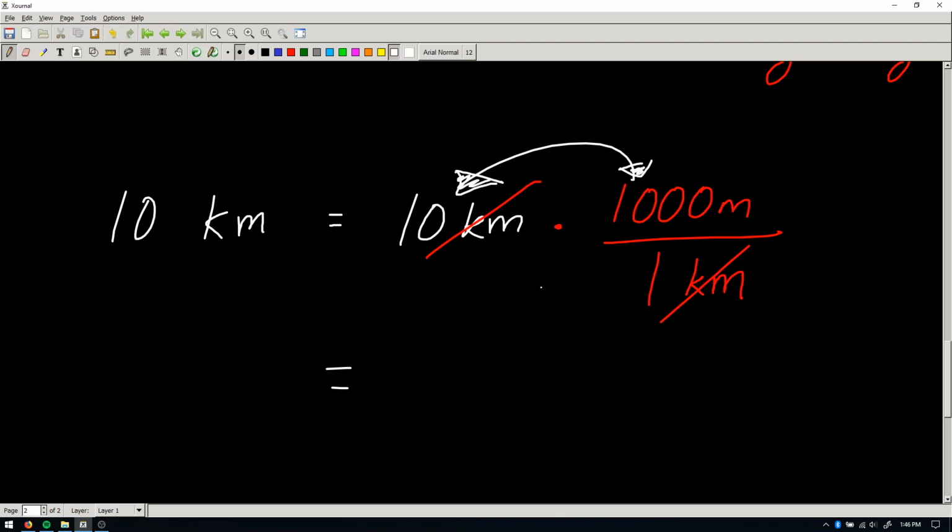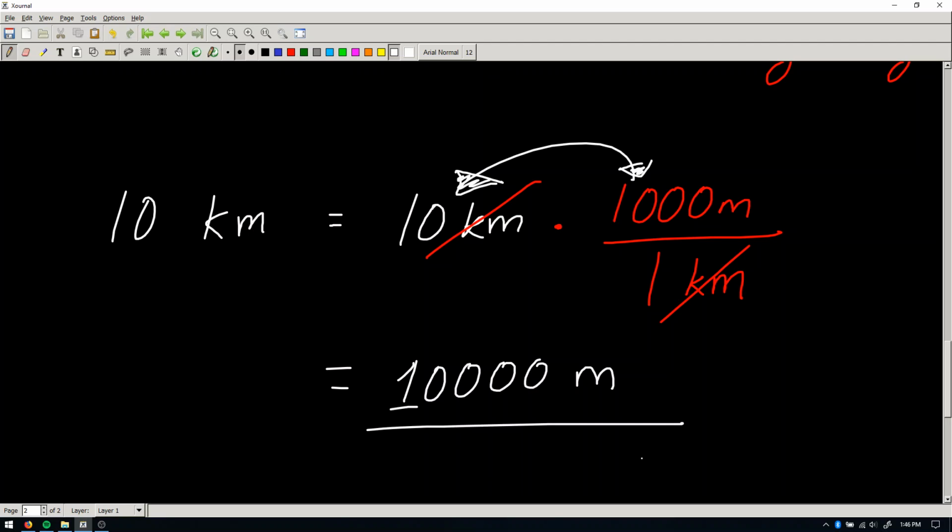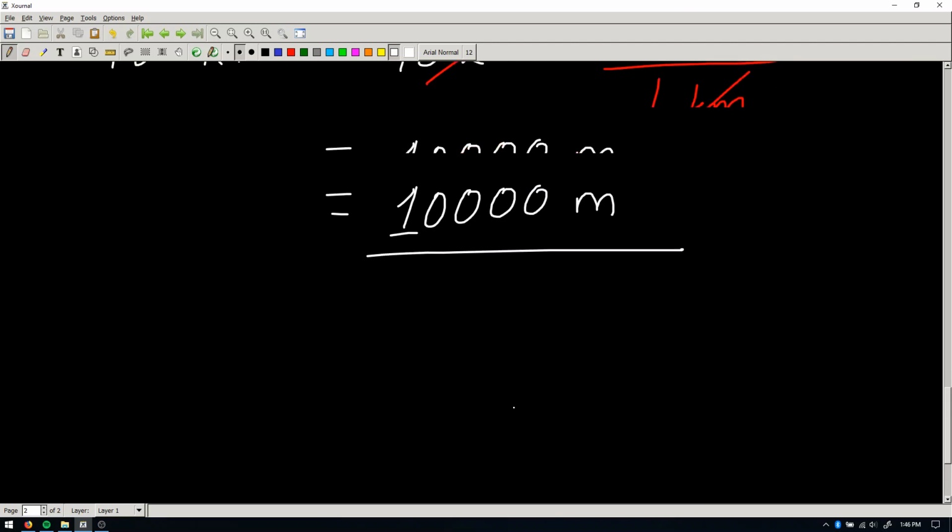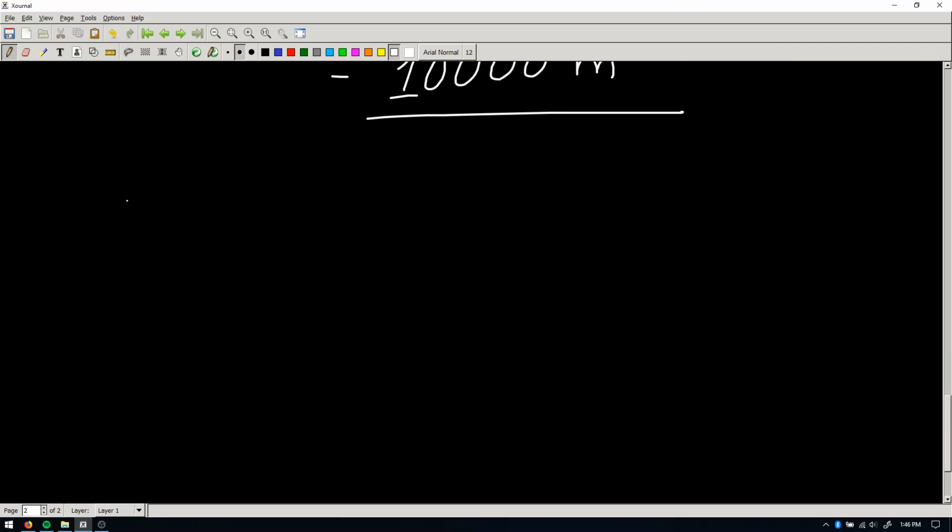10 multiplied by 1,000, and I end up getting 10,000 meters. There you go. So that's how to convert kilometers to meters. Now, how would I convert kilometers per hour to meters per second? So 40 kilometers per hour, and I want to convert it to meters per second.